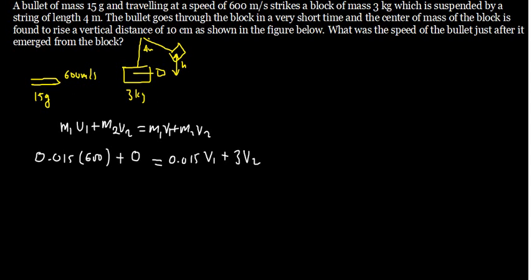So 0.015 times 600, that is going to give us a 9, and that is going to be 0.015 v1 plus 3 v2. We should be able to find v2, the velocity of the block at this position. How can you find it? Because by the time the bullet is coming out, the block is still at this position. It's still not moving, but it's going to have a velocity.